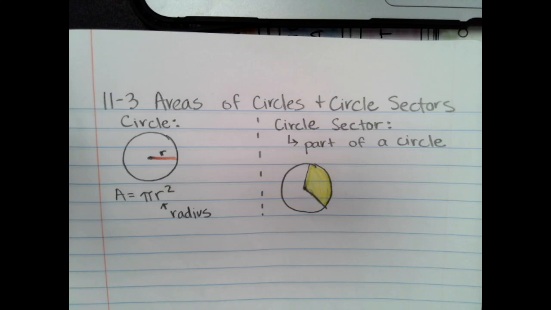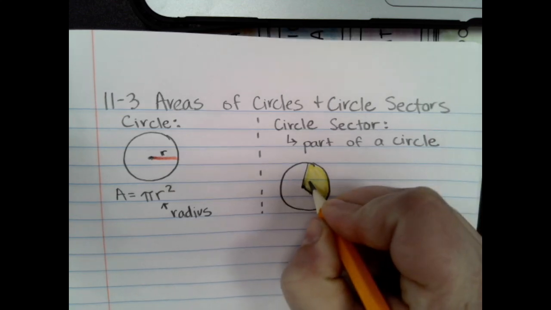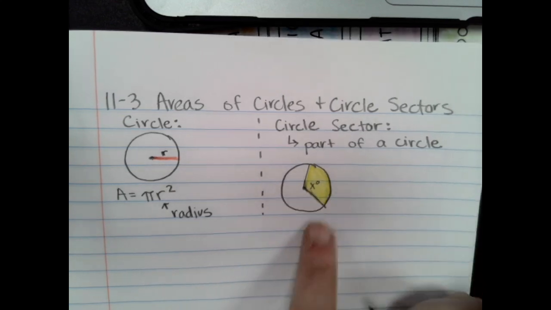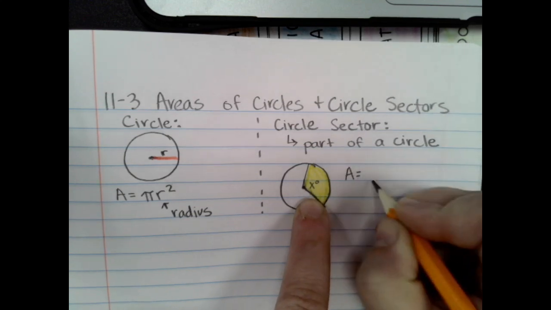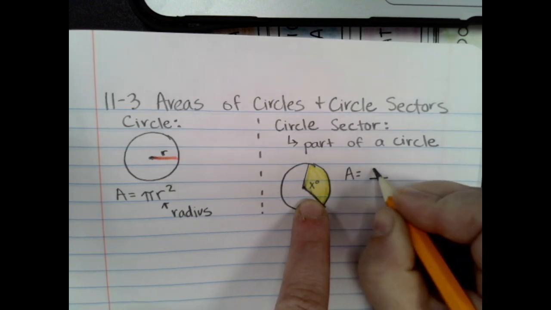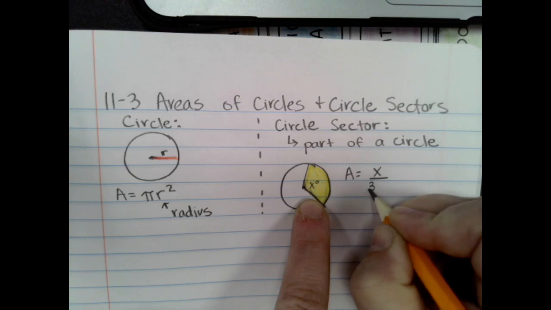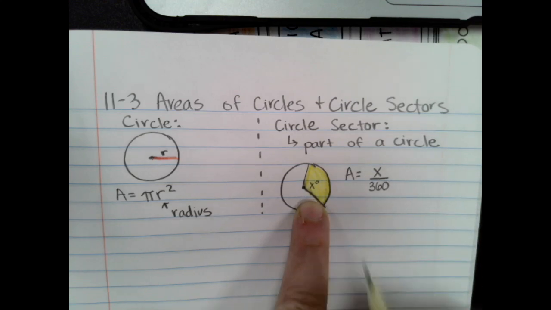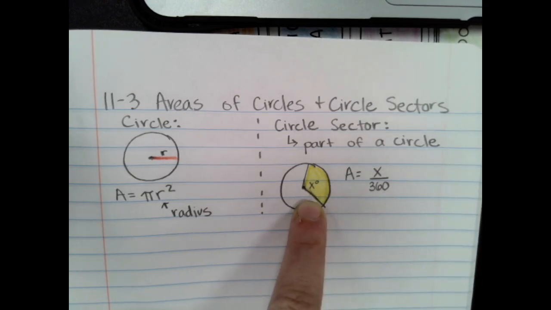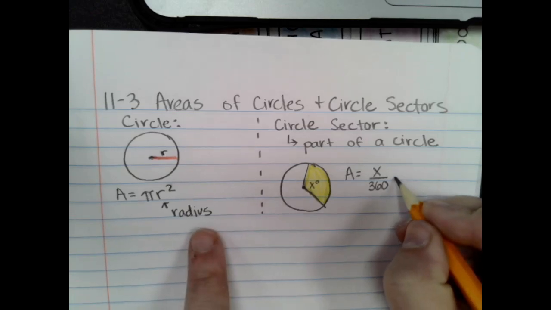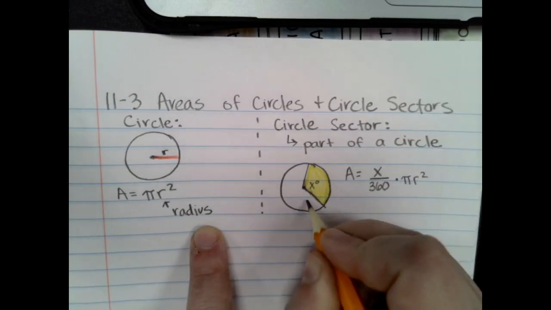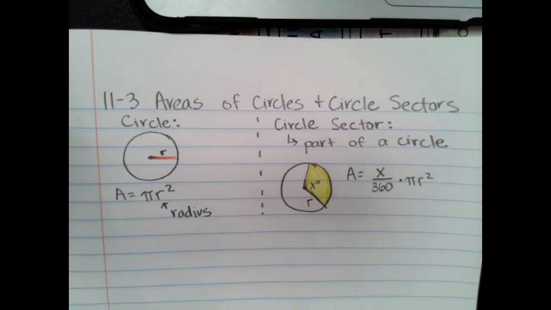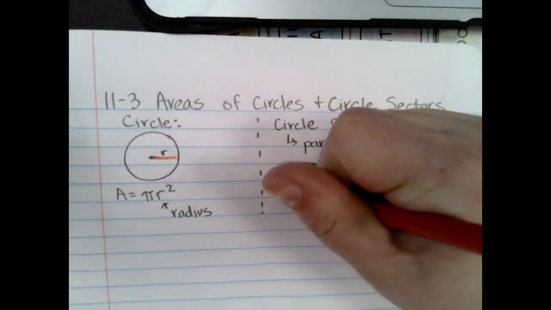It equals 360, yeah. So we're going to use that degree, x, whatever that angle is, and we're going to say we're not doing the whole 360, we're doing the x out of 360, and that will give us that section, but then we still have to multiply it by pi r squared, where that r is still that radius.